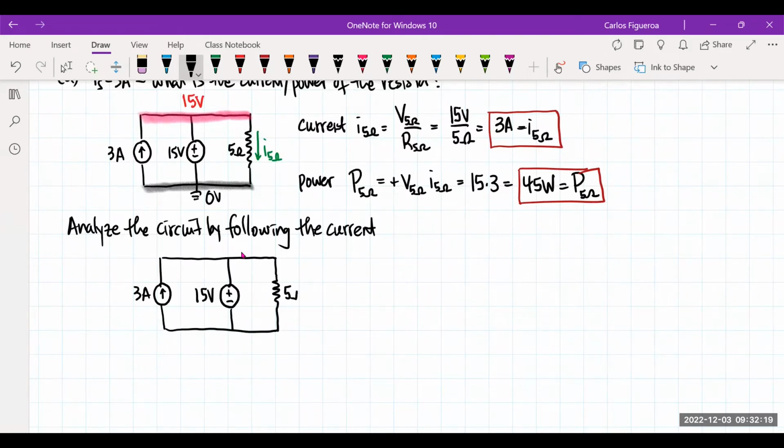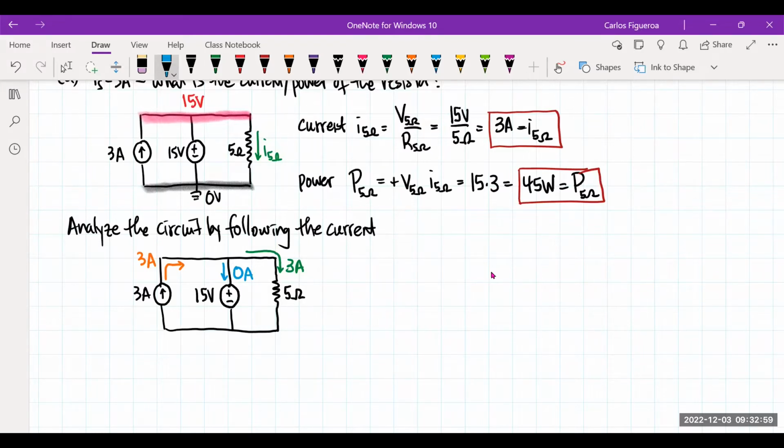I'm looking at this here. If I follow the current, we can see what the current is doing. I have a current coming in like this, and this is 3 amps. I have a second current that's coming through here that's 3 amps. We're led to the conclusion that the current going down through the 15-volt source is 0 amps.